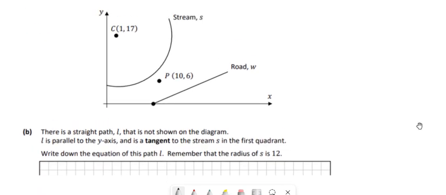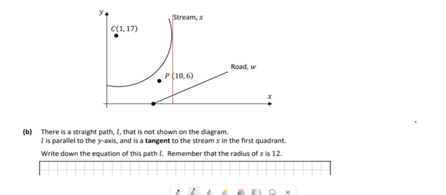Right, B then. So they're talking about a tangent here which is parallel to the y-axis. So the only place it could possibly be is straight down there like that. So that's the line we're talking about.